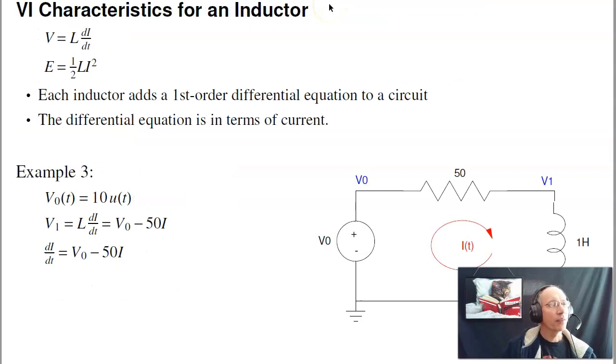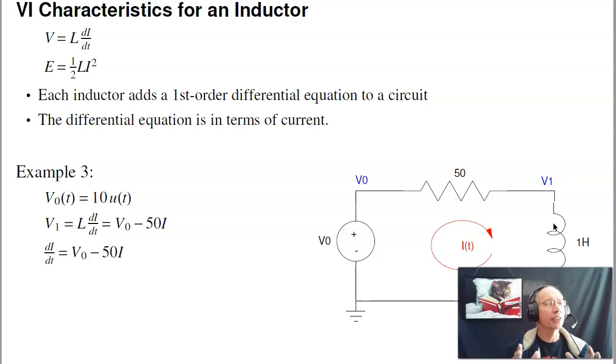For the VI characteristics for an inductor, the basic equation is V = L di/dt. The voltage is L times the change in current. Inductors want to keep the current constant. If the current's constant, I have a constant magnetic field, a constant amount of energy. If I have energy in the magnetic field and I try to stop the current, the field collapses.